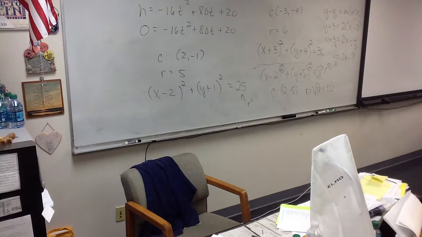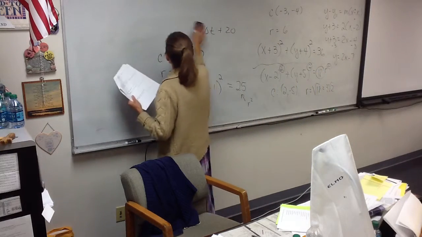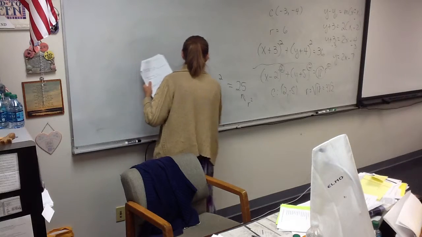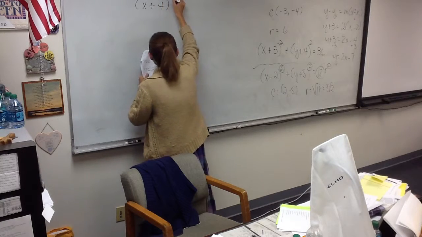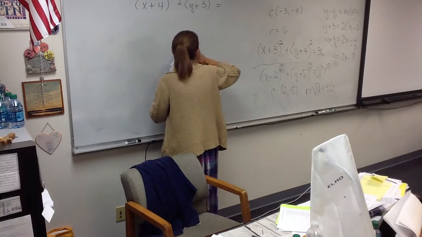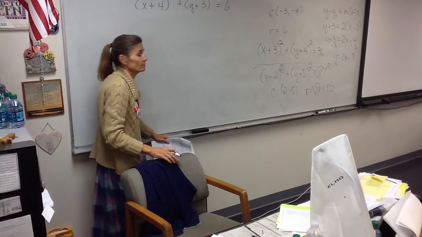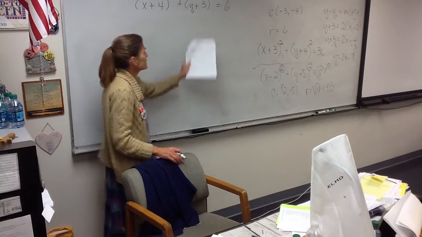Now, practice test 3. Let's look at the ones that we had a question about today. So let's start with number 6. Can you write the equation for number 6? x plus 4 squared plus y plus 3 squared equals 6. That's it. How did we get 6?